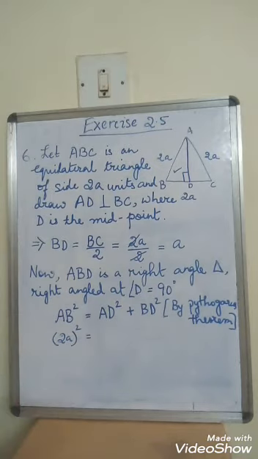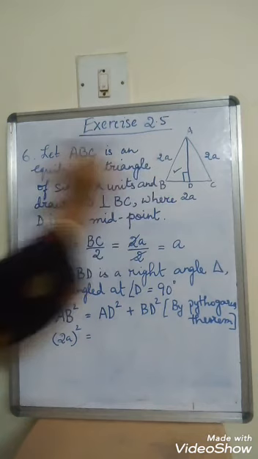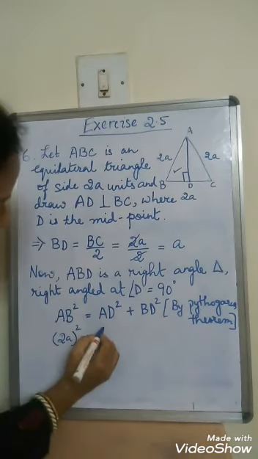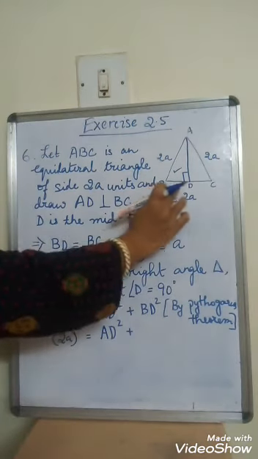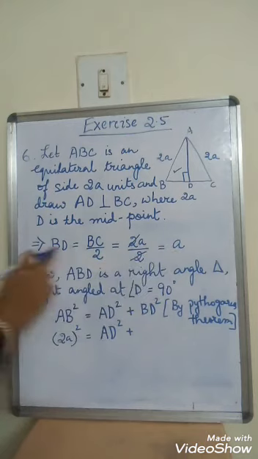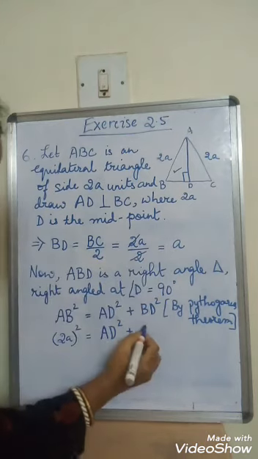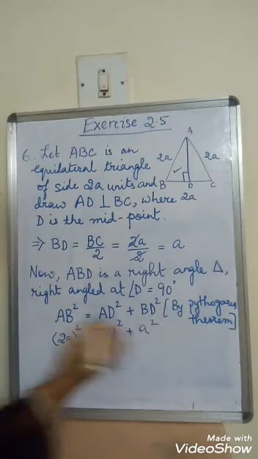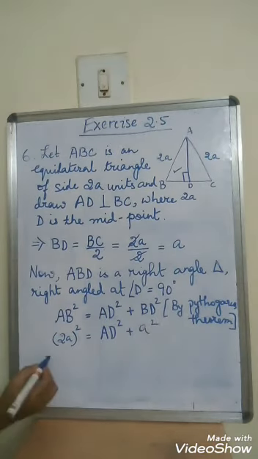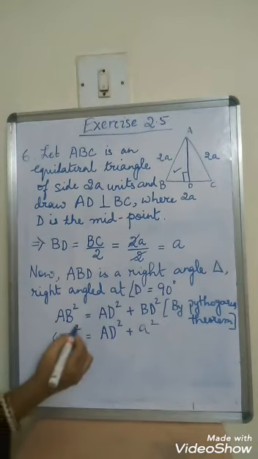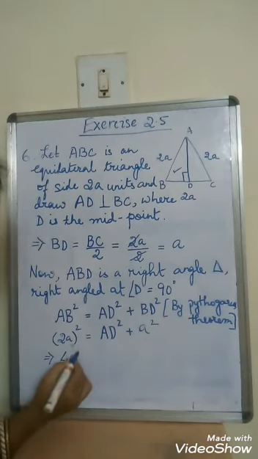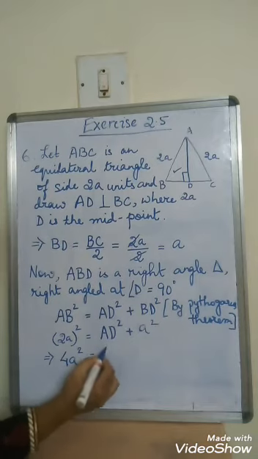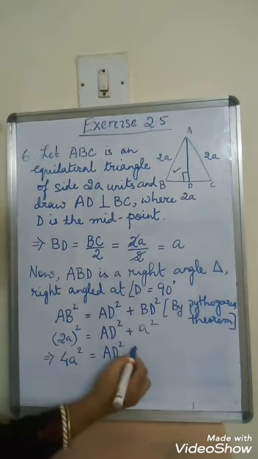Now, we don't have the measurement for AD, right? So we have to find out AD. What is BD for us? How much is BD? BD is A. We have already found out BD is A. A square. So now let us solve it. So 2A square means how much? 2A square will be 4A square. So AD we have to find out: AD square plus A square.